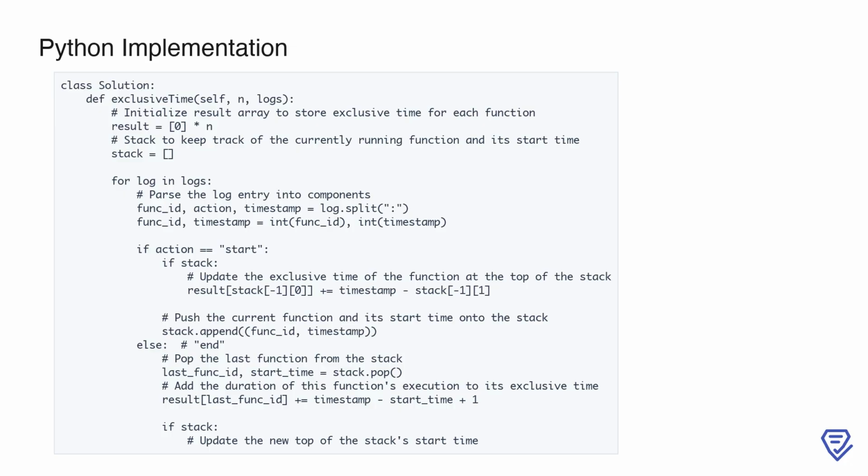However, if the action is end, we pop the top element from the stack, which gives us the function ID and its start time. The duration of this function's execution is calculated and added to its corresponding entry in the result array. Additionally, if the stack is not empty after popping, we prepare to update the start time for the function now at the top of the stack.